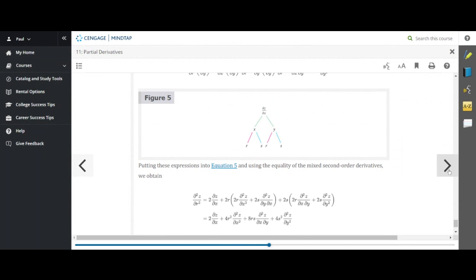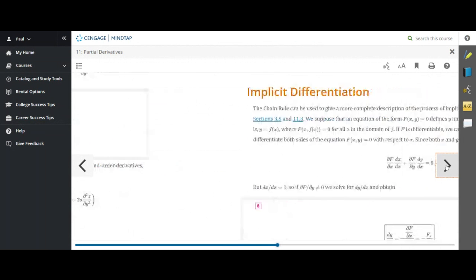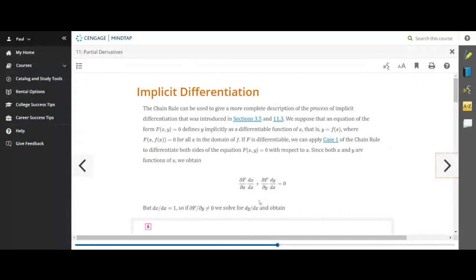Okay, now one more thing here. Implicit differentiation. The chain rule allows us to get formulas that allow us to compute derivatives nicely based on implicit differentiation.